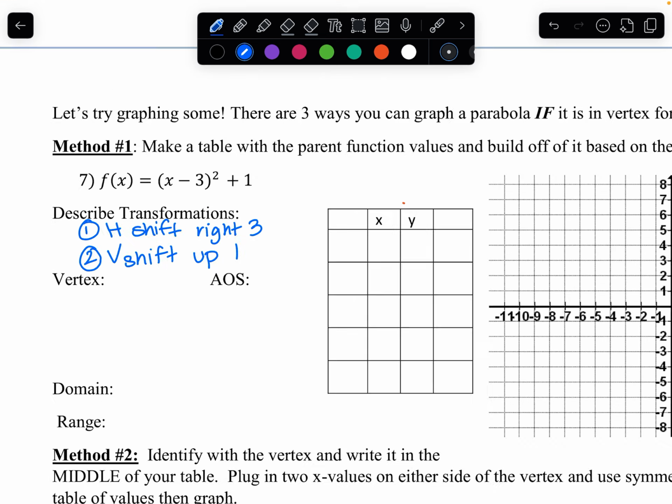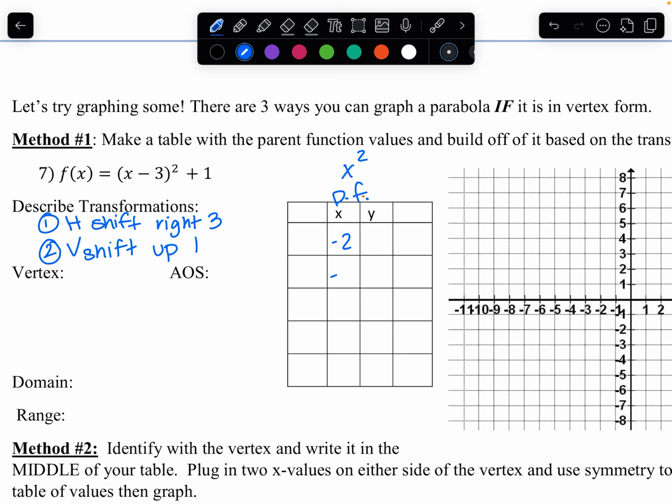And so we're going to start with our parent function values. And remember, it's an x squared. So -2, -1, 0, 1, 2. We get 4, 1, 0, 1, 4. Now we're going to drop in our transformations, and we're going to add on both sides. So we would get 1, 2, 3, 4, 5. And then adding 1, we would get 5, 2, 1, 2, 5.